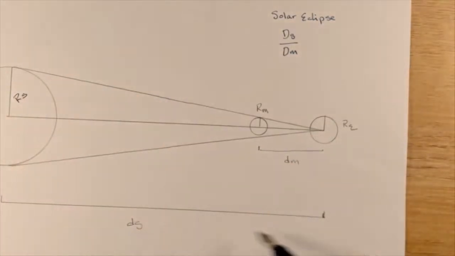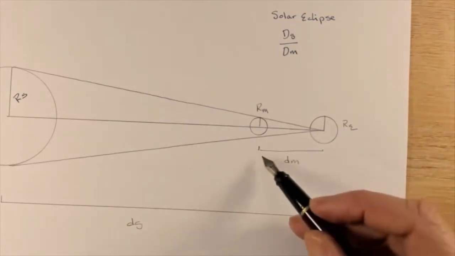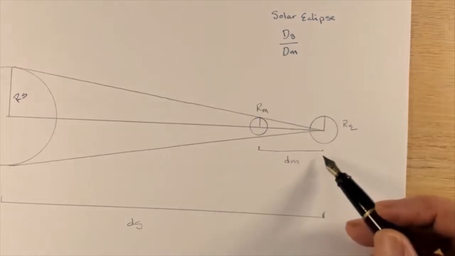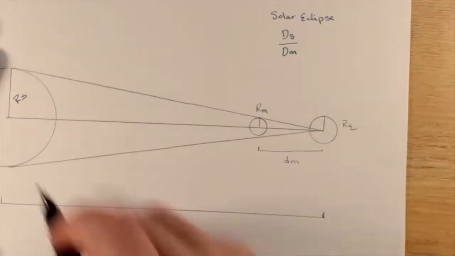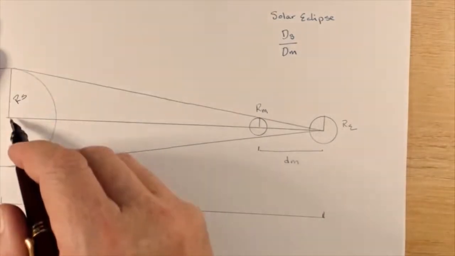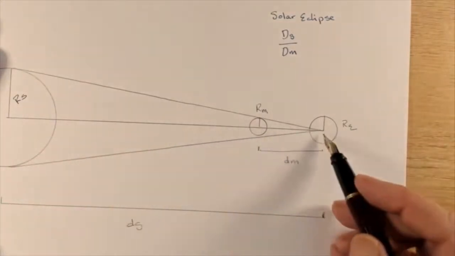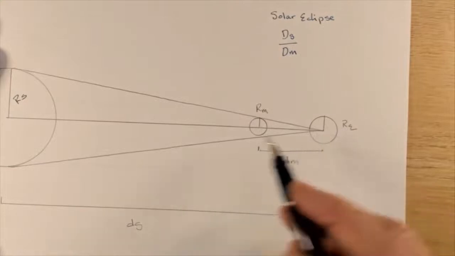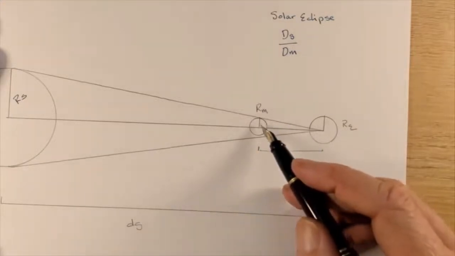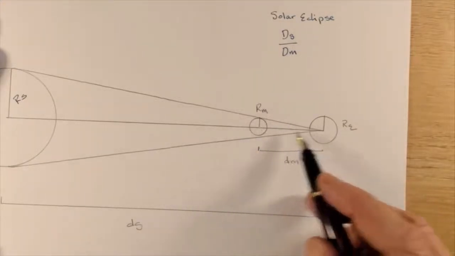This entire distance is the distance from the Earth to the sun. And this distance is the distance from the Earth to the moon. So we have two similar triangles here. We have one formed by the radius of the sun and the distance from the Earth to the sun. And we have a second one formed by the radius of the moon and the distance from the Earth to the moon.